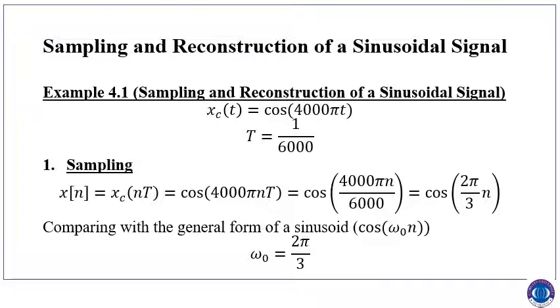Comparing with the general form of our discrete time signal, that is cos omega naught n, here omega naught is 2 pi by 3. So the continuous signal is cos 4000 pi t, whereas the discrete equivalent is cos 2 pi by 3 n. Here the fundamental frequency is 2 pi by 3, whereas in continuous time the fundamental frequency is 4000 pi. So let's move on to the next slide.